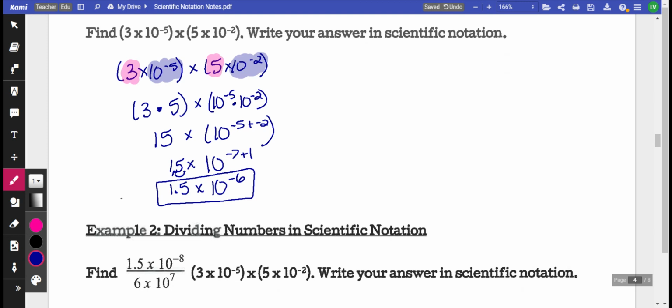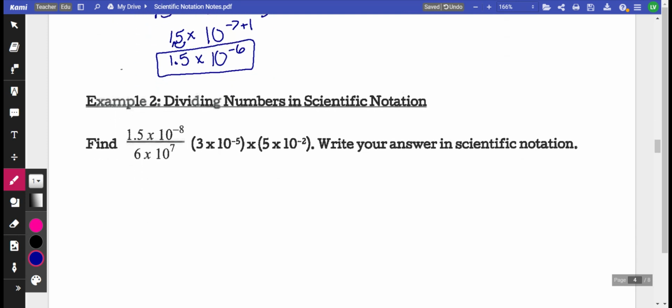Example number 2, dividing numbers in scientific notation. We're going to find 1 and 5/10 times 10 to the negative 8th divided by 6 times 10 to the negative 7th. And my apologies, go ahead and just scratch out this portion right here, as you don't need that. That was accidentally kept in from the previous. So you're going to write your answer in scientific notation. 1 and 5/10 divided by 6 times 10 to the negative 8th divided by 10 to the 7th.